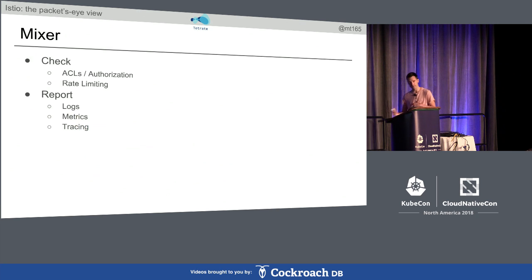So what can Mixer do? Well, as I say, two broad things: report and check. The reporting is your three pillars of logs, tracing, and metrics, but there are lots of pluggable backends it can talk to. And your checking is checking access control lists based on RBAC policy and rate limits, and a few other things.